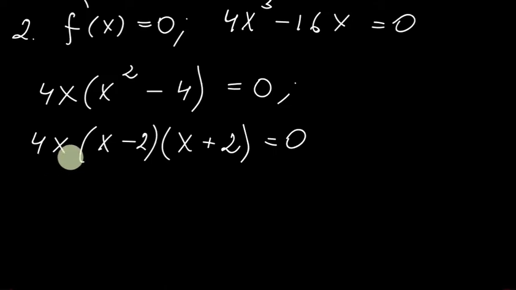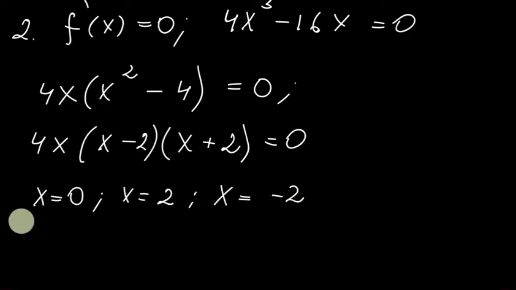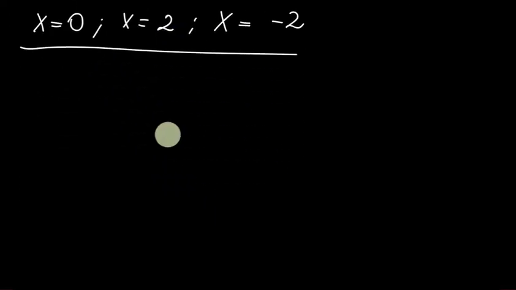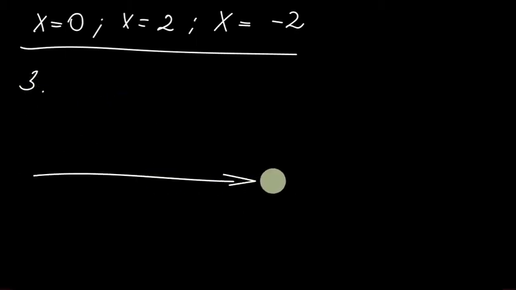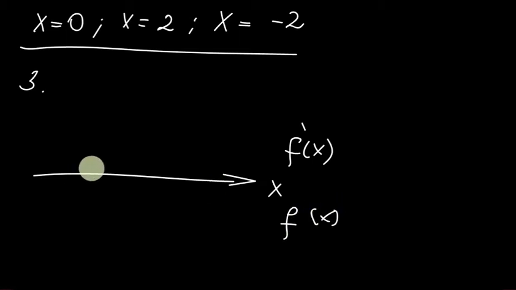Now we can easily find when this is equal to 0. If we put 0 instead of x, it will be 0. If we put 2 instead of x, it will be 0. And if we put negative 2 instead of x, it will also be 0. So these are the solutions to this equation. And the last step, draw a number line. This is f of x, and this is f prime of x, and this is f of x. Now we need to put these points. Here is negative 2, here is 0, and here is 2.